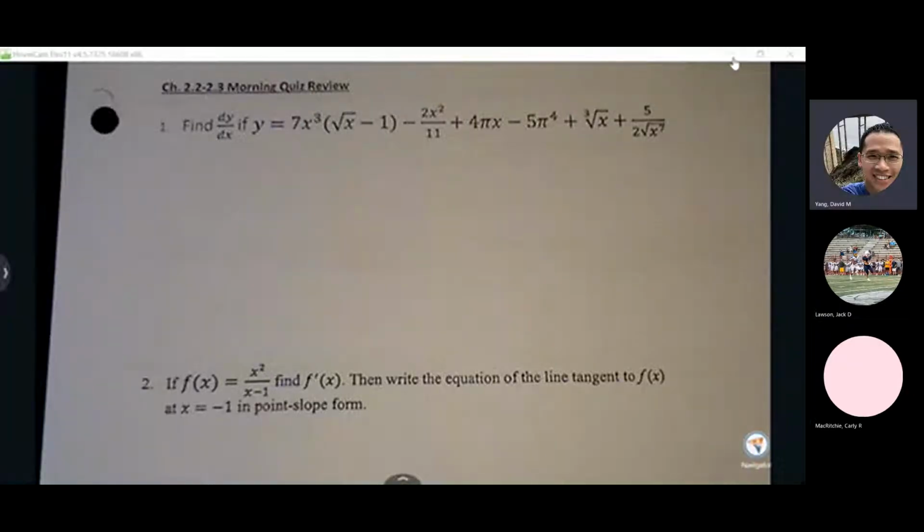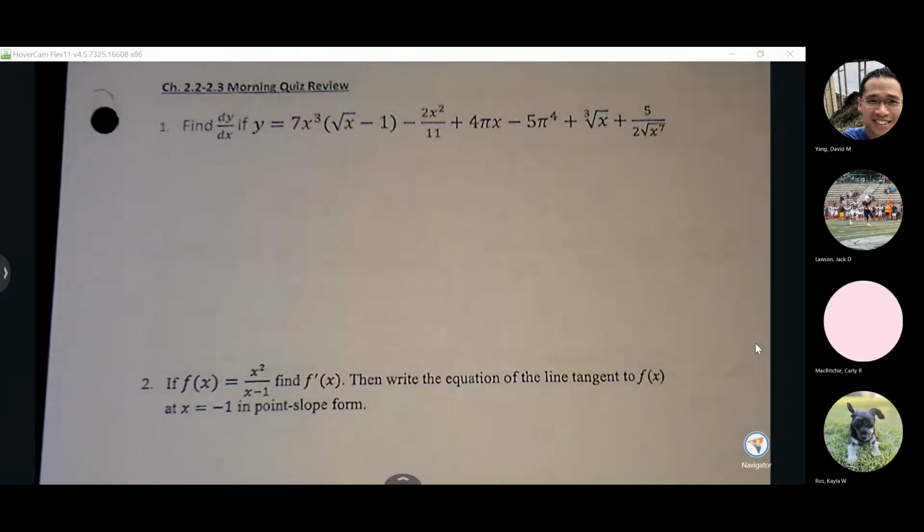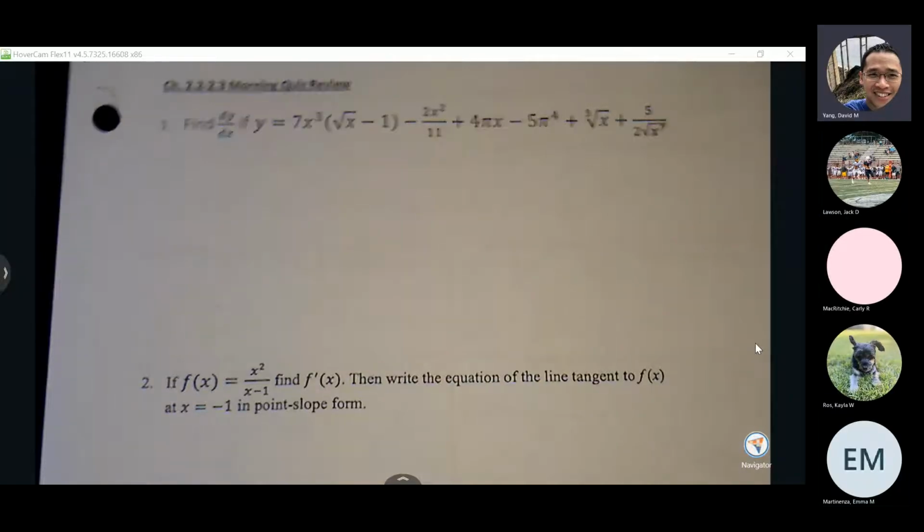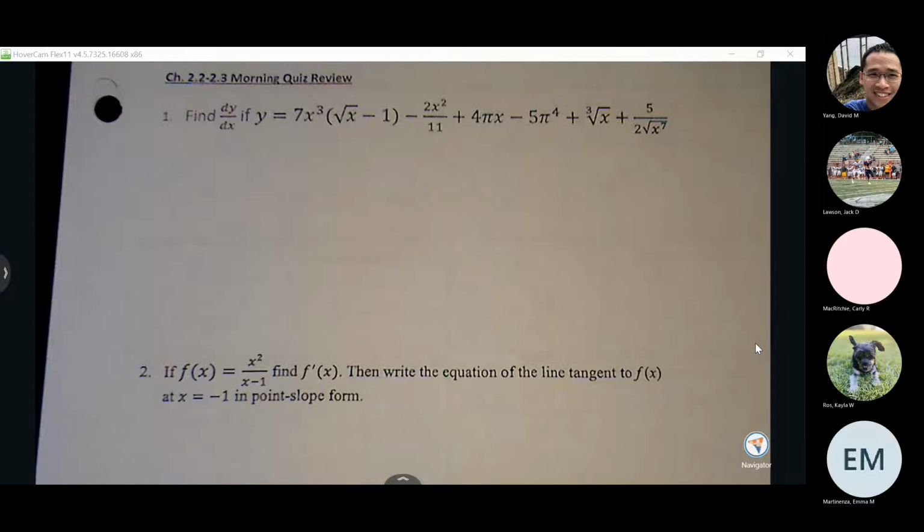Okay, so starting with number 1. Find the derivative, but we have to spend the time to do some cleanup before we can apply power rule to each term. Okay, so I'll go through each step.